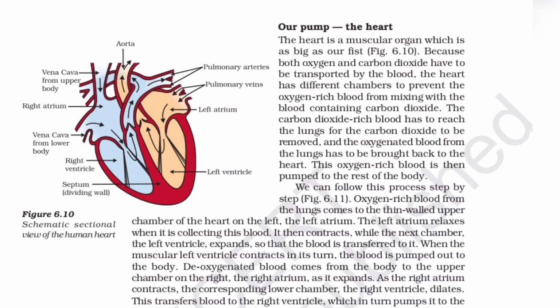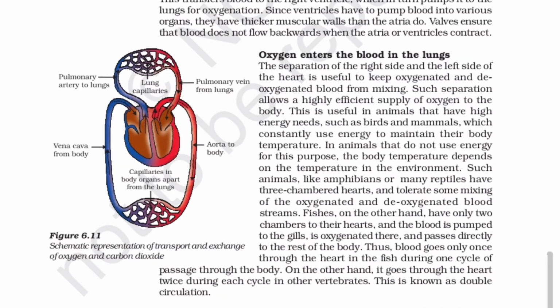It then contracts, while the next chamber, the left ventricle, relaxes, so that the blood is transferred to it. When the muscular left ventricle contracts in its turn, the blood is pumped out to the body. The deoxygenated blood comes from the body to the upper chamber, the right atrium, as it relaxes. As the right atrium contracts, the corresponding lower chamber, the right ventricle, dilates. This transfers blood to the right ventricle, which in turn pumps it to the lungs for oxygenation.